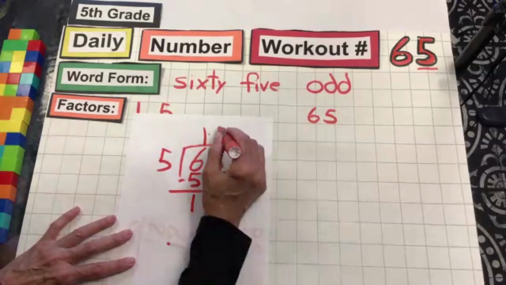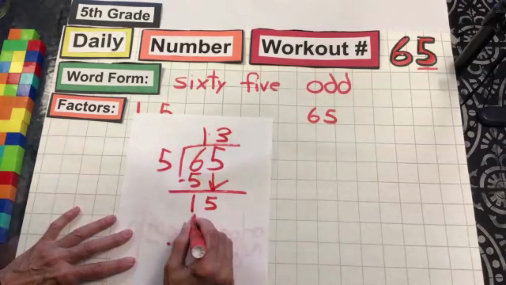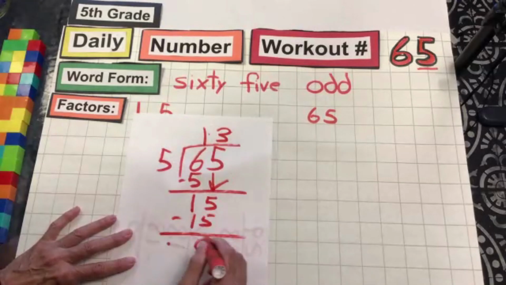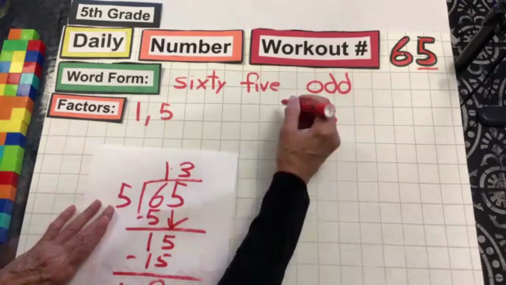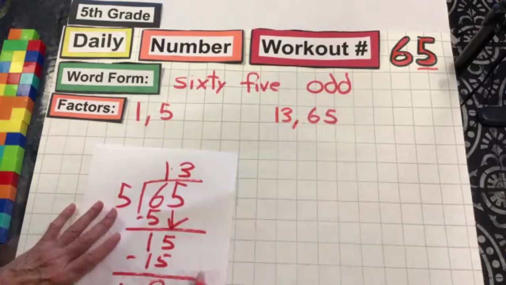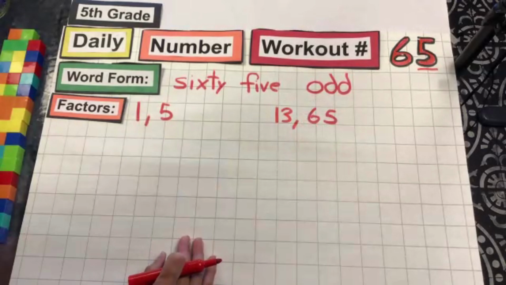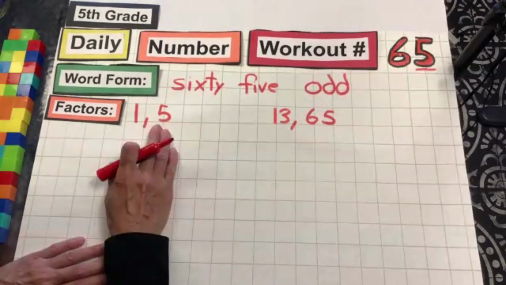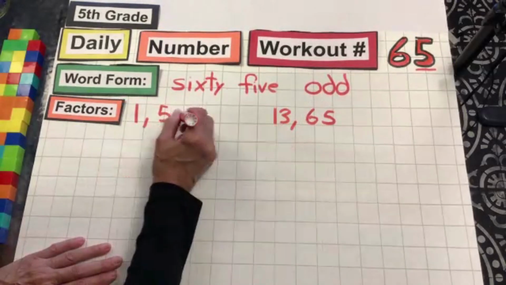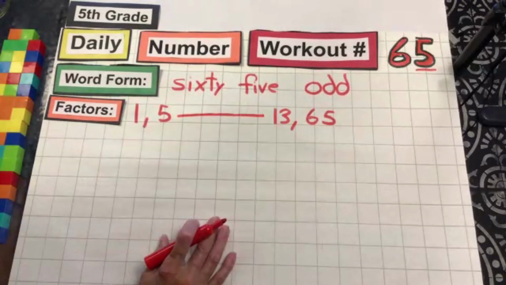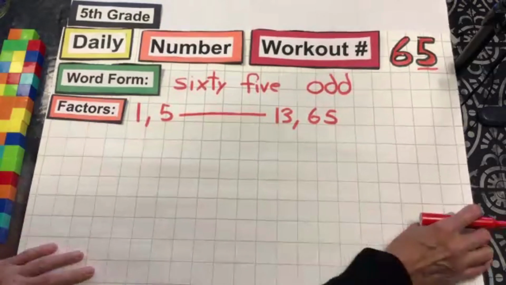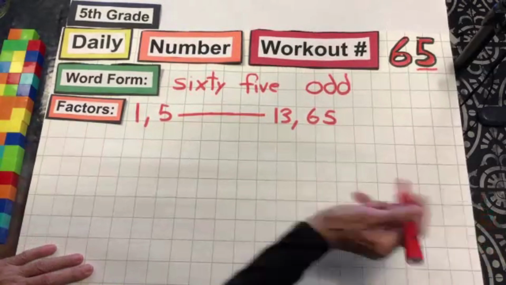5 goes into 15 3 times because 3 times 5 is 15. We subtract that out and we're done. So it goes in 13 times. And just by looking at these numbers, 5 is prime, 13 is prime, we're done. All right. So it's just one way of looking at it.